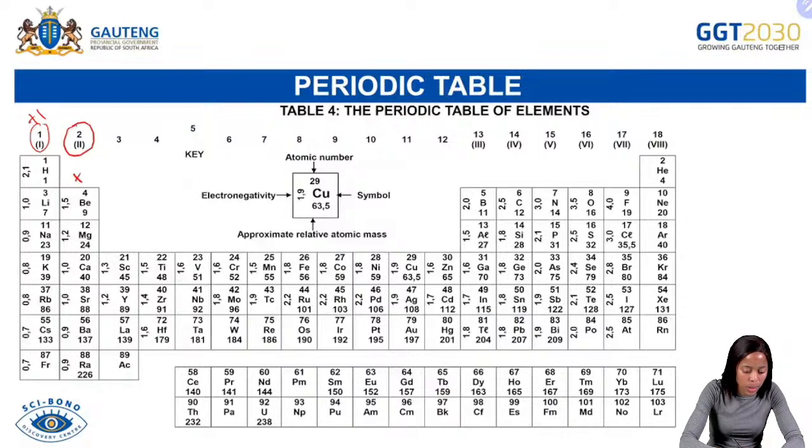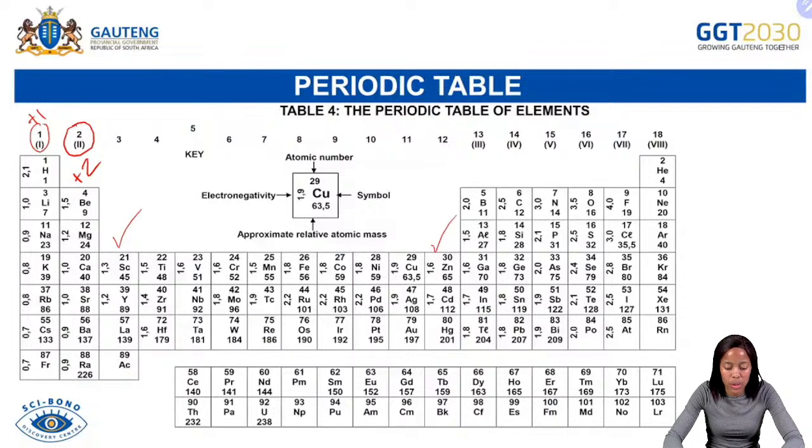This is now group number 2. It has a charge of +2. And then these ones here, from group number 3 to group number 12, those are your transition metals. So we skip those transition metals, and then we are going to use group number 13, or also called group number 3, which has a charge of +3.